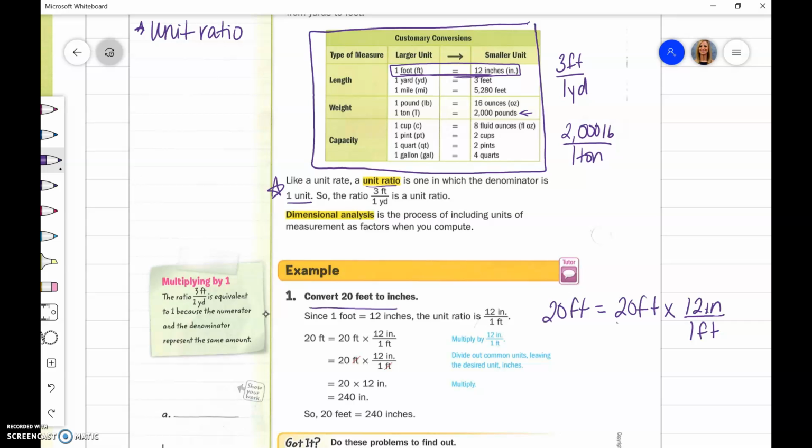That's what we know. Notice that I have lined up diagonally my feet. Okay, so I can get rid of those feet right there, and now that I've gotten rid of those feet, I can just multiply across. So I can take my numerators, 20 times 12, which is 240 inches, and I'm going to put it over 1. Therefore, I have 240 inches in 1 foot.